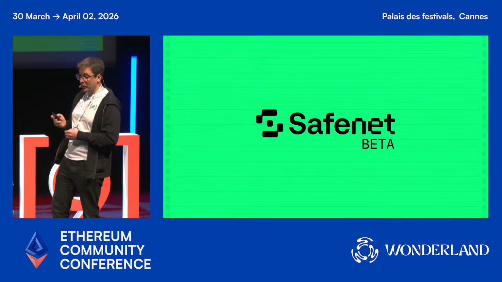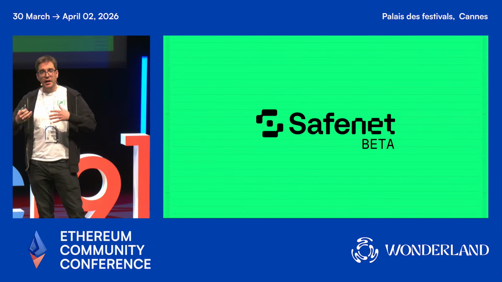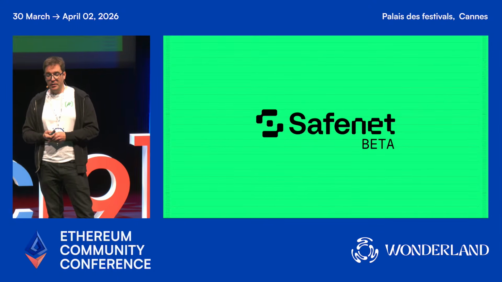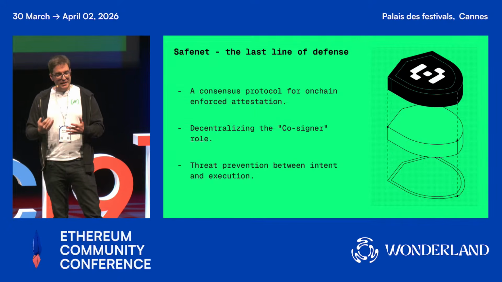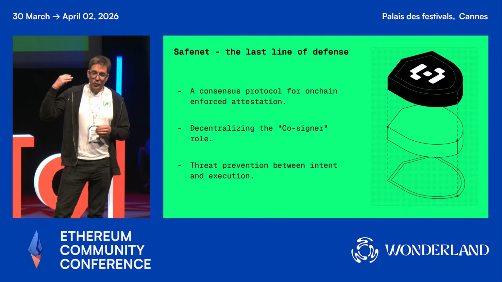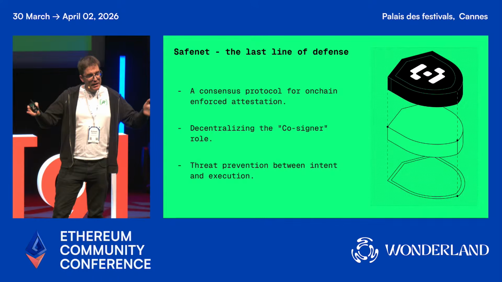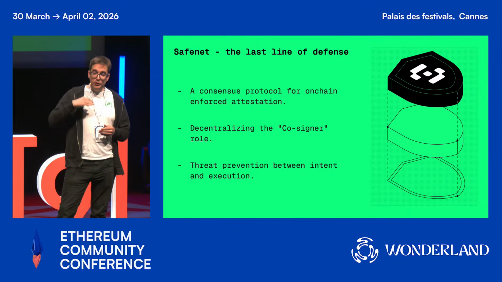Yeah, and that's why we started building Safenet, and that's why we're launching Safenet in a beta state today. So what is Safenet? We designed Safenet as the last line of defense, right? It is a consensus protocol that is on-chain and that gives attestations that can be used in a guard.